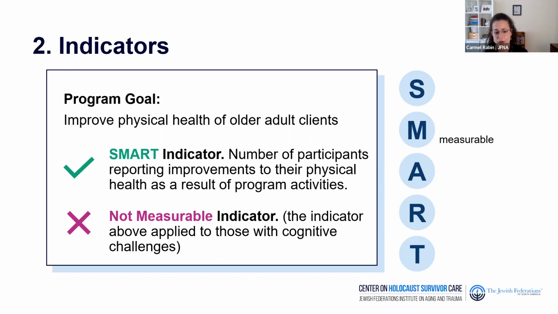However, this indicator makes a big assumption. It makes an assumption about the cognitive health of our participants. If participants of your program have cognitive challenges, it might not be so easy to get the self-reporting of participants of their physical health. So whenever we pick a measurable indicator, we also want to make sure that it'll be measurable among our participant group.